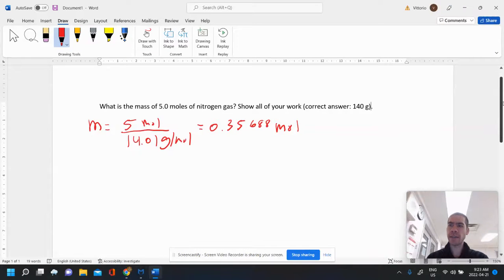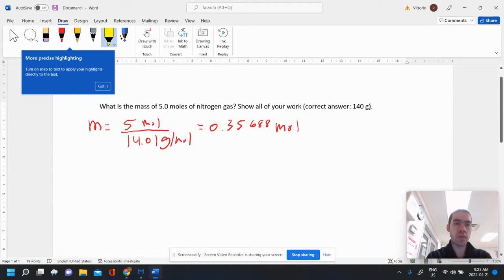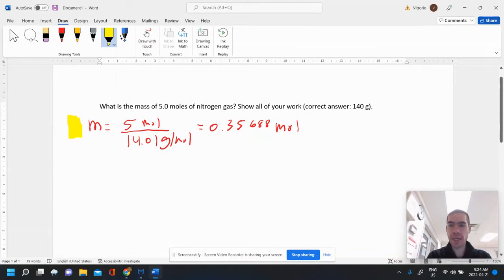In this video, I'm going to highlight corrections that need to be made to one of my questions on my quiz. So this is the question that I'm working on. What is the mass of 5 moles of nitrogen gas? And this over here is my original answer. The correct answer is supposed to be 140 grams.